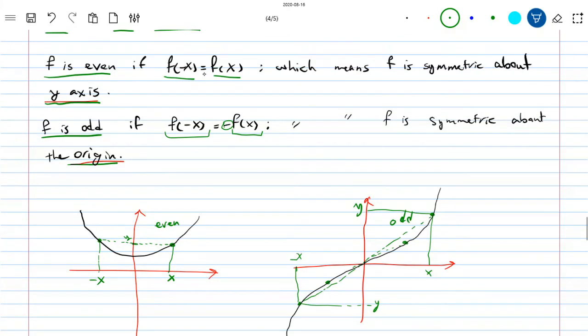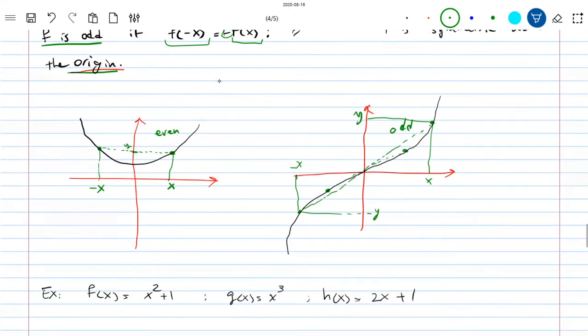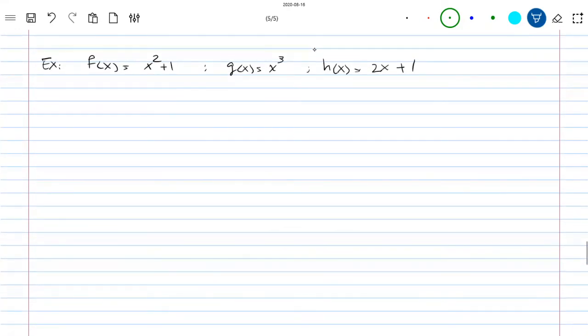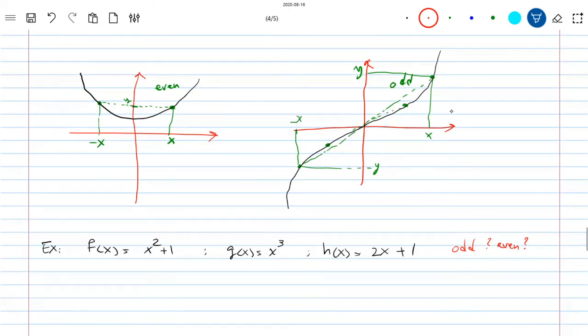We use this definition for odd and even to figure out if you're given the equation and you do not have the graph. So here are 3 examples. We want to figure out which one is odd, even, or sometimes you have neither. It's possible that you have a graph that is not symmetric at all. Something like if I had this line, it's not symmetric about the origin or y-axis. Therefore, it's not odd or even.